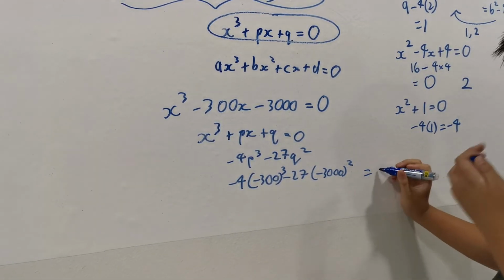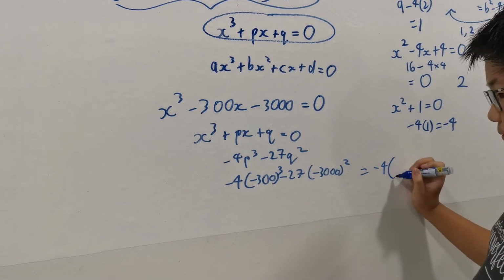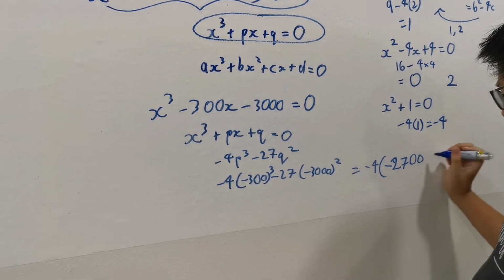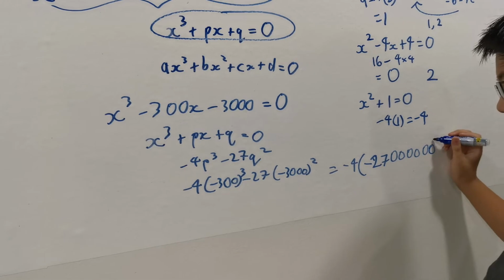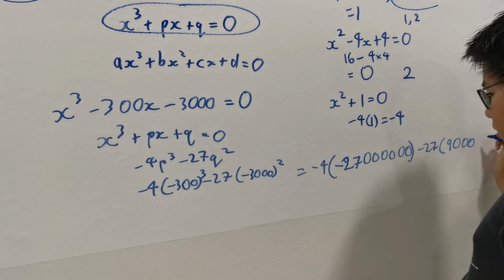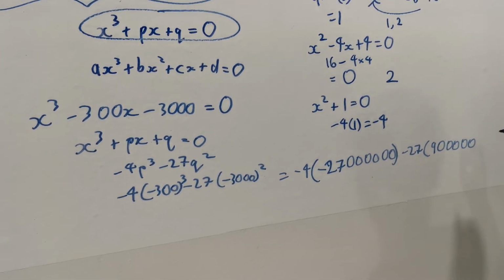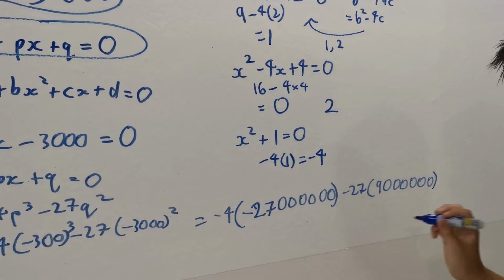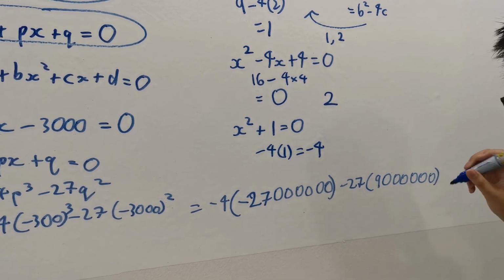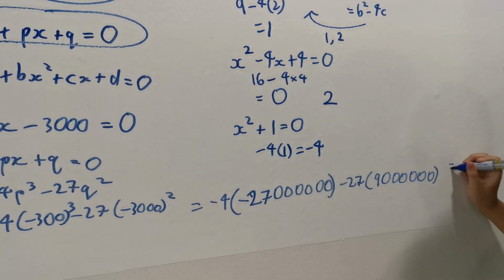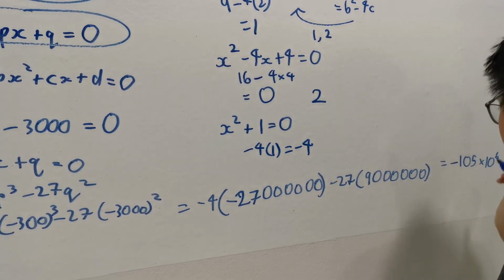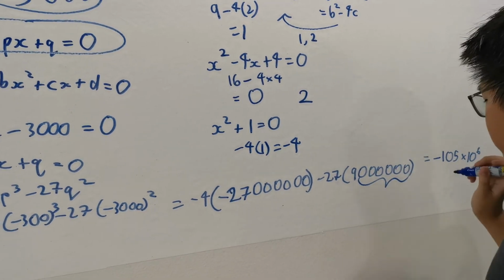We write things out here: minus 4 times minus 27,000,000, minus 27 times 9,000,000. Remember, there are 6 zeros at the end of this number, so brace yourself, for the answer will be minus 105 times 10 to the power 6. It's just a short way of writing this many zeros.